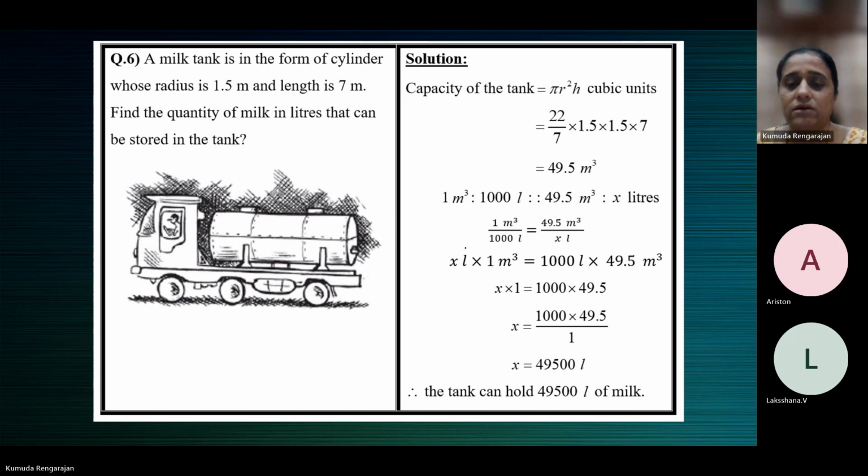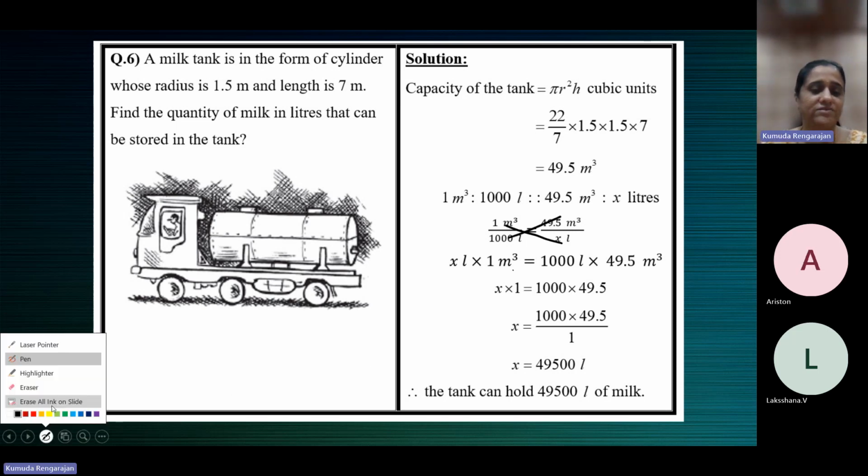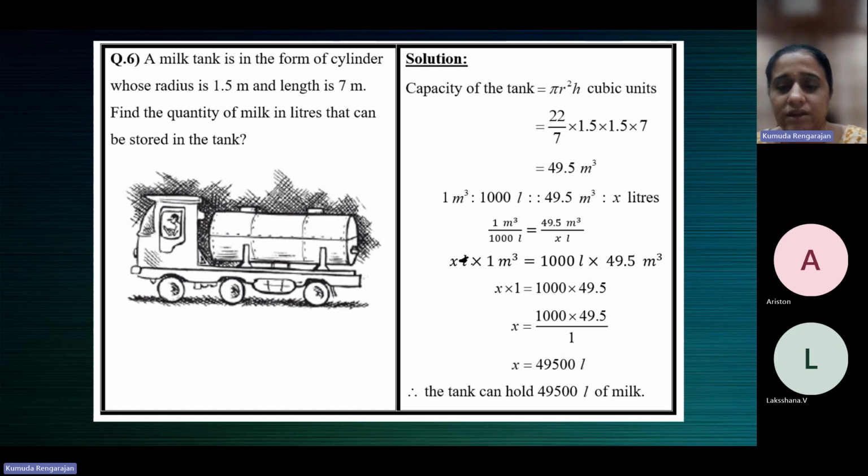Now cross multiply. You can just write the numbers also. You don't have to mention the units. So you have X liters into 1 meter cube is equal to this into this. In the next step I've written them without the units. X into 1 is equal to 1000 into 49.5. So X is equal to 1000 into 49.5 by 1. X is equal to 49,500 liters.